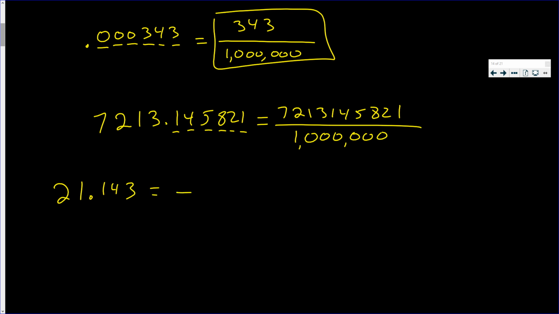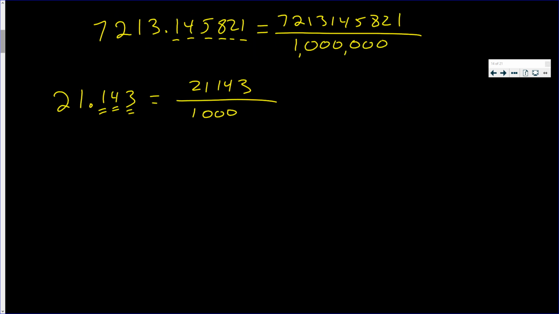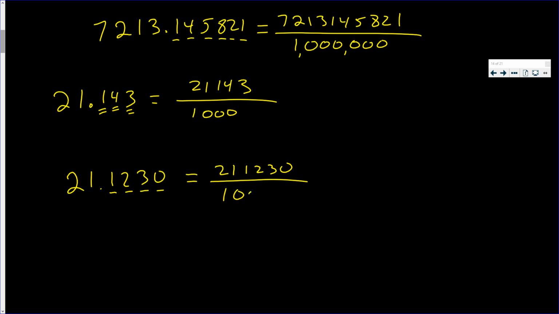21.143, numerator 21.143, no decimal. And then in the bottom you put a 1 followed by 1, 2, 3 zeros. If you have 21.1230, this is 21.1230 divided by 1 followed by 1, 2, 3, 4 zeros. 1, 2, 3, 4. Now that answer is correct.